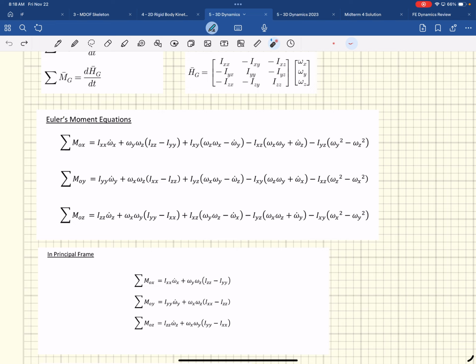So when we do this, we sum the force in the x, y, and z, and they're equal to accelerations. We write down our 3 moment equations. Those are our 3 moment equations, right? It used to just be I times alpha. Now it's this monster, okay?